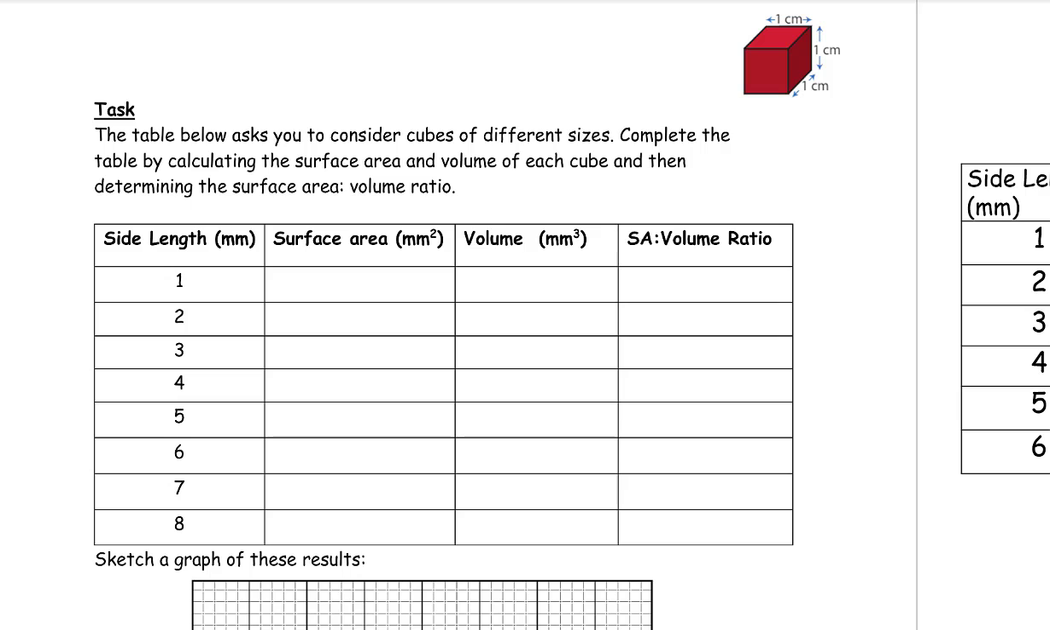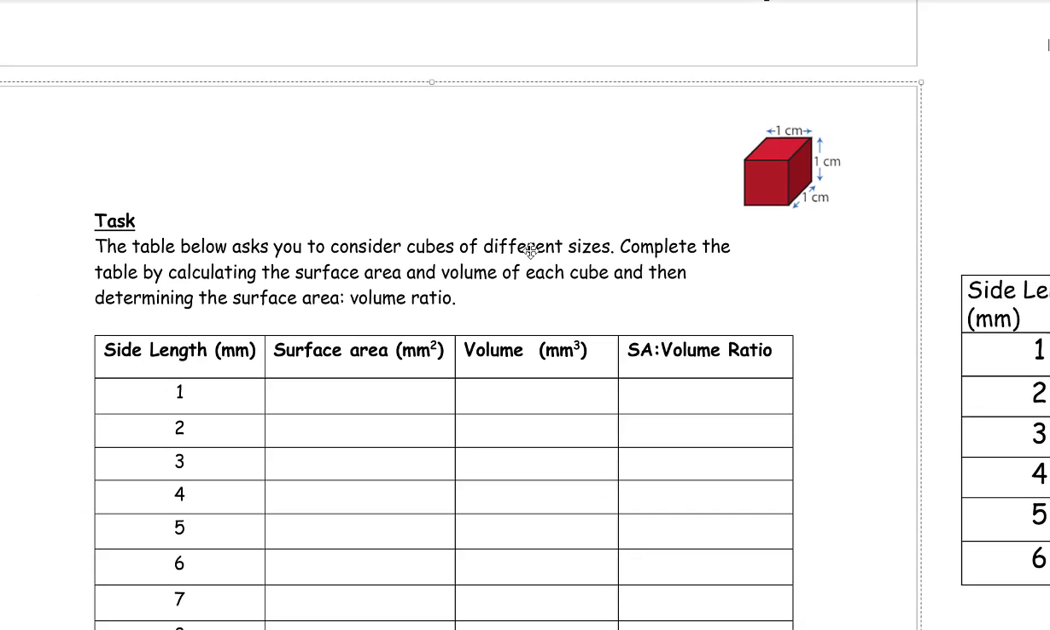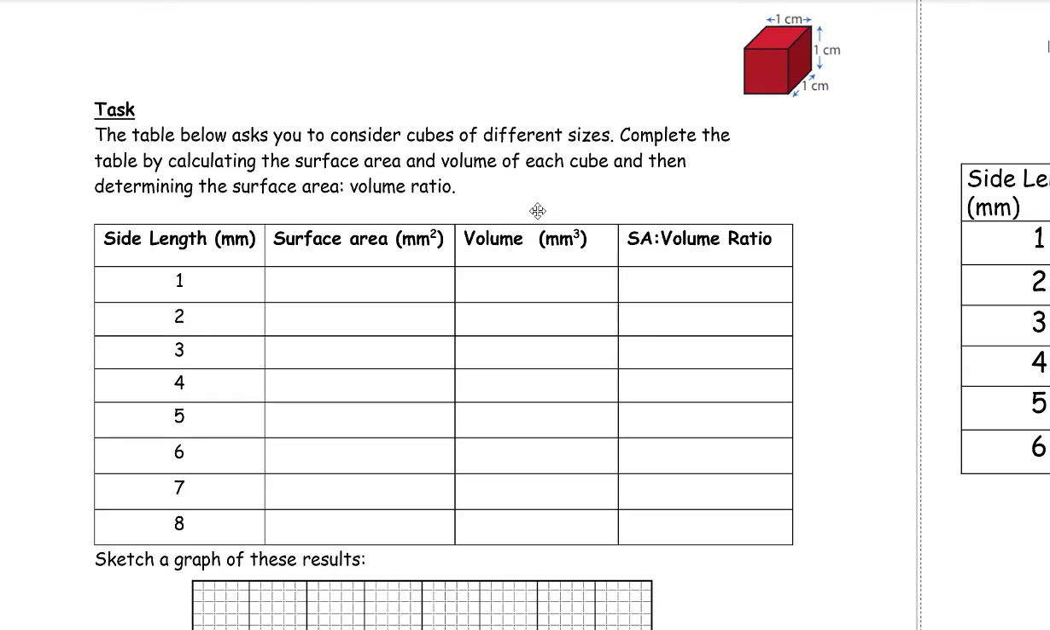So here we have 8 different cubes. This is their side length in millimeters. From this you can work out their surface area, their volume, and then their surface area to volume ratio. So if this was 1 times 1, and remember there's 6 sides in a cube, so it has a surface area of 6. Its volume is 1 times 1 times 1, so volume is 1, so its surface area to volume ratio is just 6 over 1, 6.